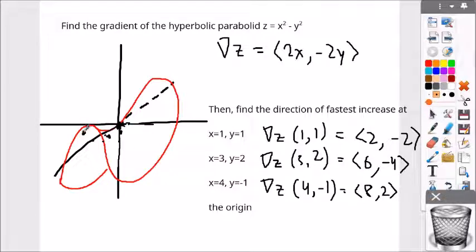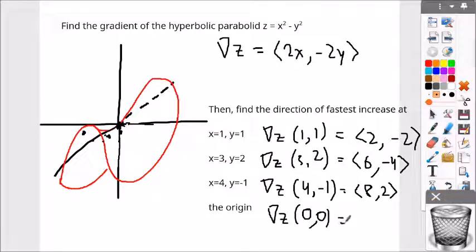Where is it trying to go? It's trying to go 8, or in the x direction a lot, and then a little bit in the y direction, so something like this. So it's trying to go in this direction if you just look at the plane, which means it's going to go up a lot, right? That's the direction of fastest increase. Makes sense.